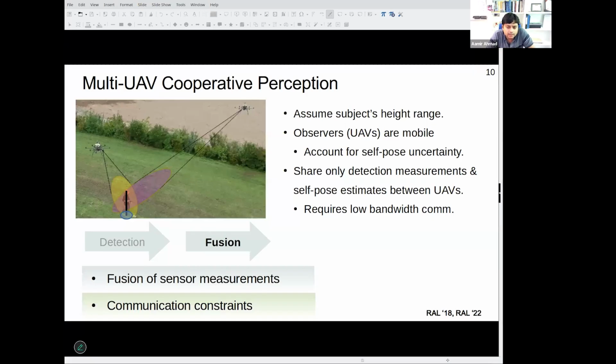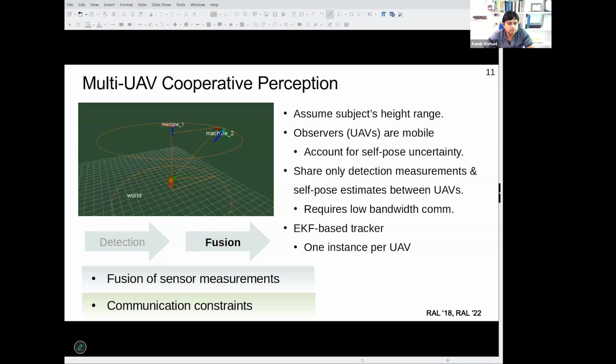Then, instead of sharing the images, what we share between these UAVs are these 3D detection measurements and the noise covariances, along with UAV self-pose estimates and the covariances of those estimates with other UAVs. These are small floats, not many floats. So the data that is shared between the UAVs is extremely small, and we can do this typically with almost negligible delay. Okay, so this addresses the question of how we fuse and how we address the communication limitation.